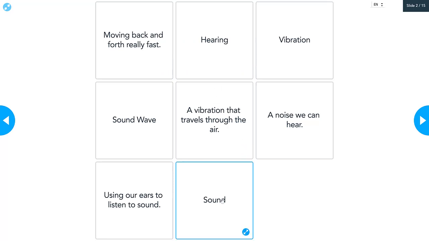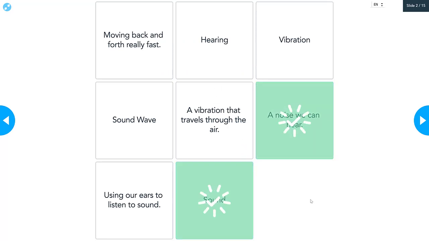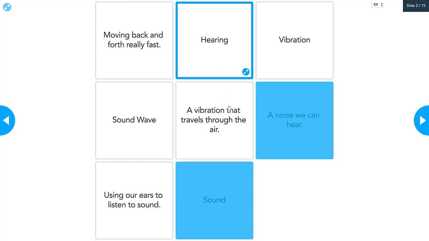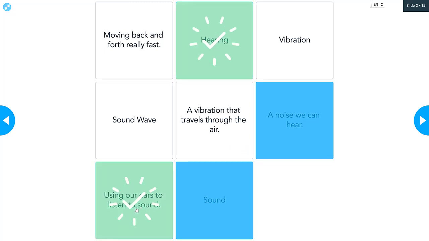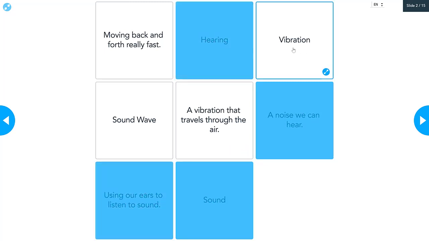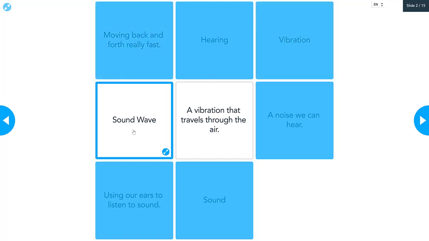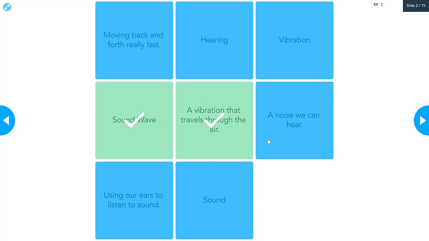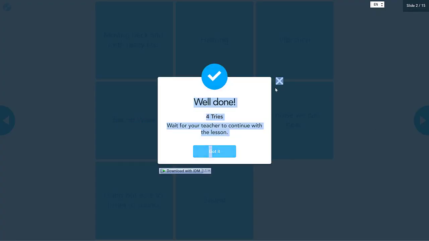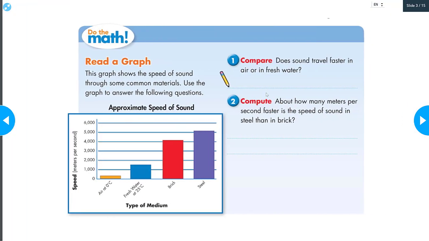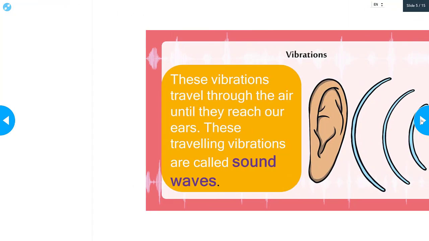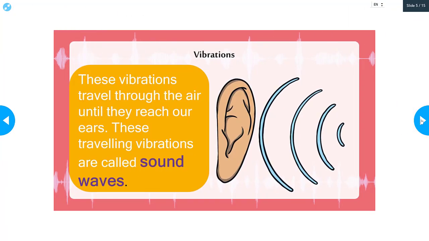So, what about sound? Sound is a noise we can hear, and hearing is using our ears to listen to sound. Vibration is moving back and forth, and a sound wave is a vibration that travels through the air. Okay, now let's see what vibration means. Vibration travels through the air until it reaches our ears, and we call this a sound wave.